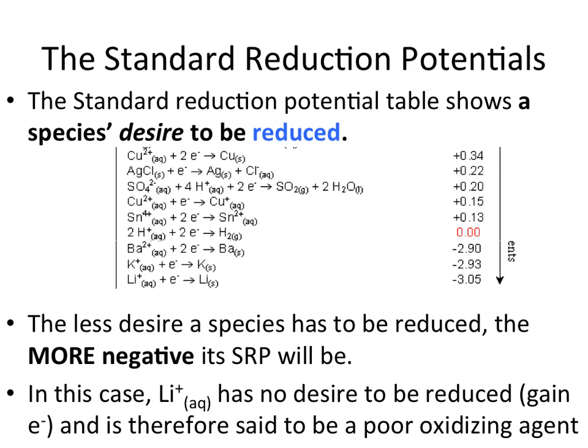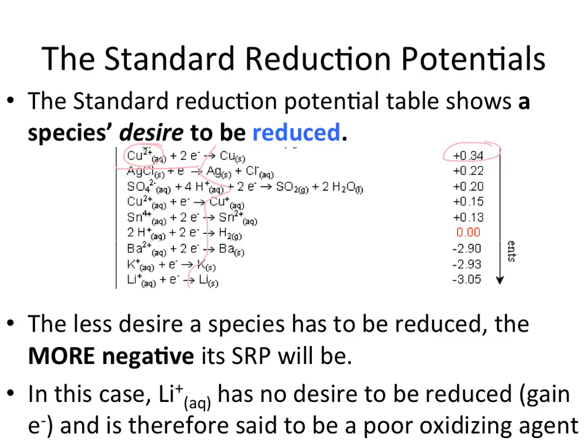So once again, this table shows the species desired to be reduced. And again, the species that we're talking about is the species that is on the left-hand side. So when we look at this value here, this value is associated with the Cu2+ because it's on the left side of the arrow. Okay, it's the side that's gaining the electrons. So this is the reduction potential, therefore.